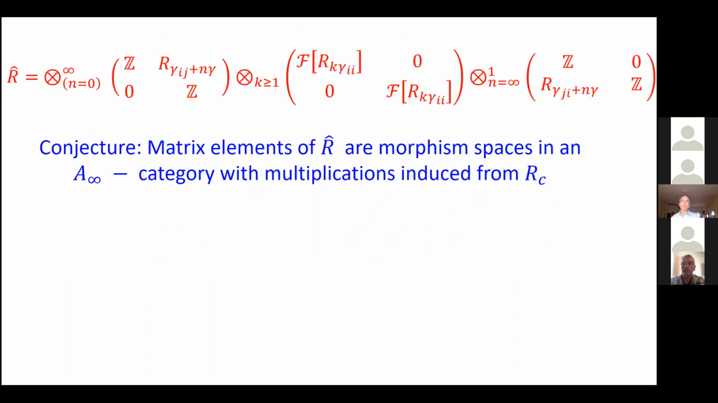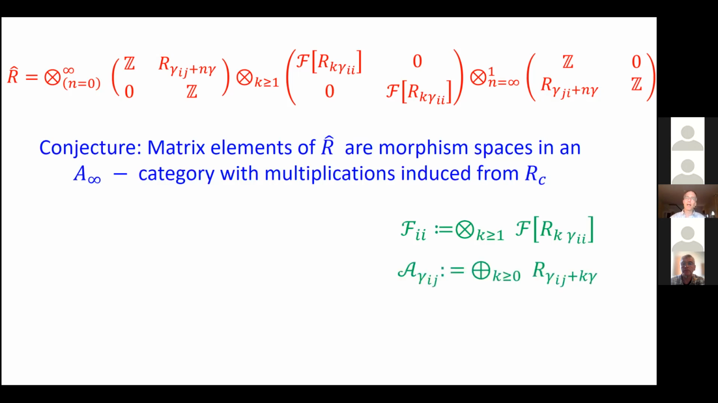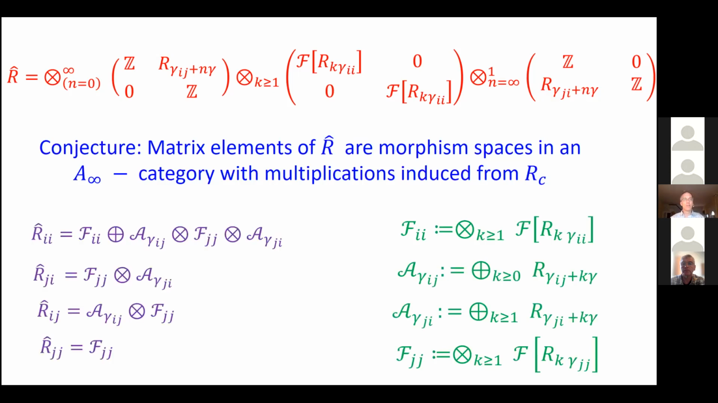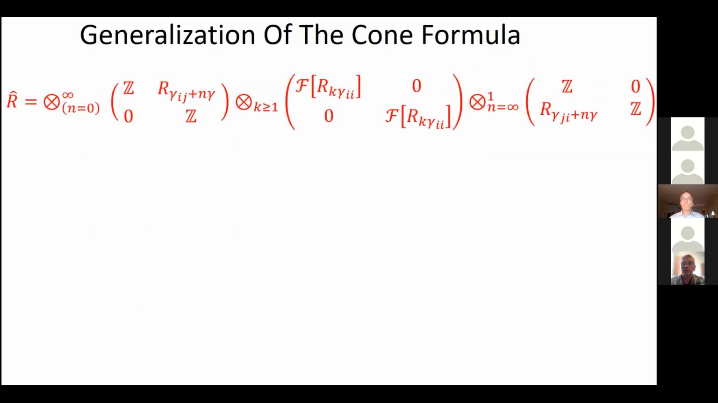And the conjecture, again, is the matrix elements of R hat are morphism spaces in an A infinity category with multiplications deformed by an interior amplitude, a Maurer-Cartan element on RC. So it's interesting to multiply out this infinite set of matrices and see what you get. And to do that, we introduce Fii, which is the tensor product of all these Fock spaces, and A sub gamma ij, which is the direct sum of these MSW complexes of charges i not equal to j, and so on. And so you multiply out these matrices, and you get expressions that look like this. Here's again the ith matrix element for this kind of 2x2 matrix of complexes.